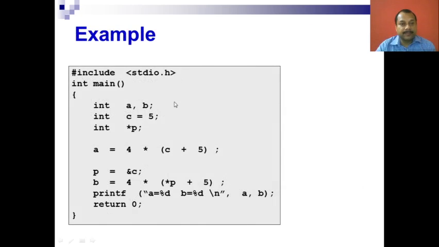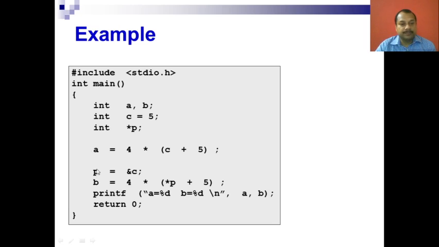So here is another example. You see that inside the main function, a and b are two variables, and c is a third integer variable, and I am assigning that one with 5. Now, a equals 4 multiplied with c plus 5. This is a simple arithmetic expression. The value of c will be added with 5, so 5 plus 5 is 10, multiplied with 4, that is 40. That will be the content of a.